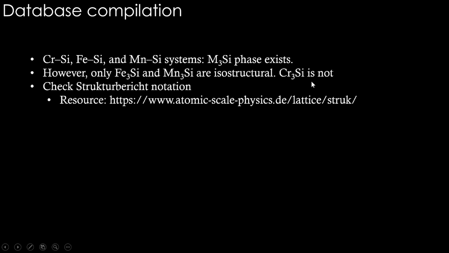Okay. How do we know this? We have to check the Strukturbericht notation. It's a very nuanced crystallographic notation, and there are sources for this. This particular source has a very beautifully compiled, very easy to navigate website where you can find various Strukturbericht notations for several compounds. But note that Strukturbericht notation doesn't exist for all the compounds. So that's the care you need to practice when you are identifying isostructural phases.